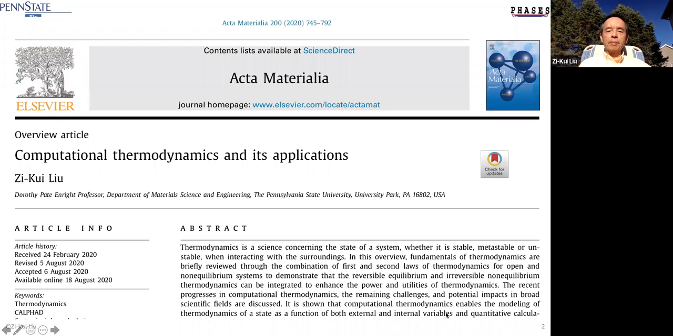So I just published an overview paper last month in Acta Materialia. I encourage you to read this paper because in this one I discussed the fundamentals of thermodynamics beyond the equilibrium and how computational thermodynamics can be used for a wide range of applications.